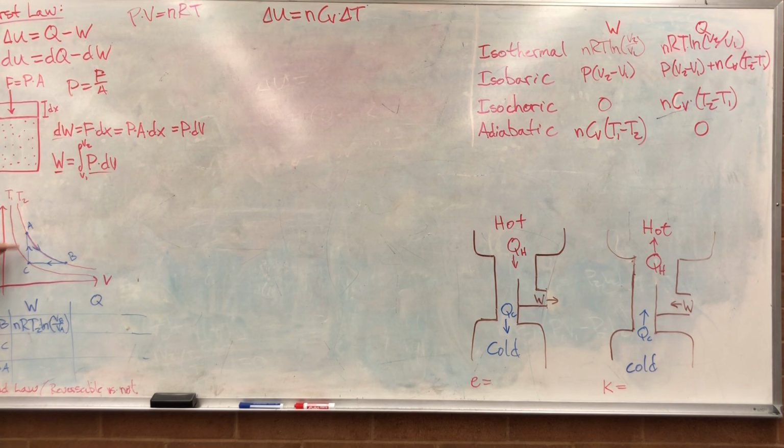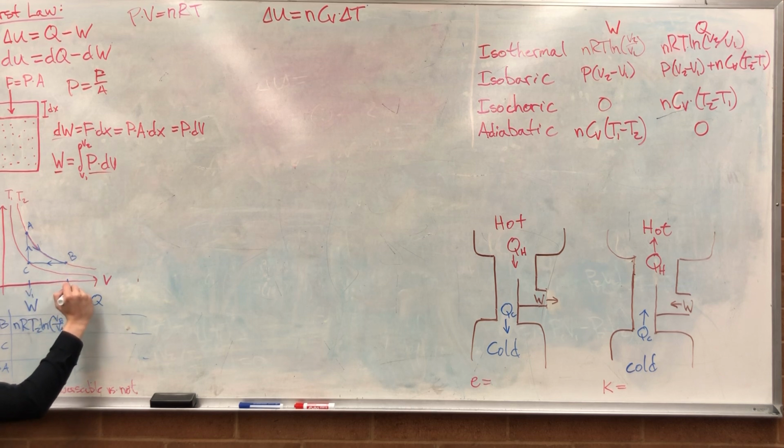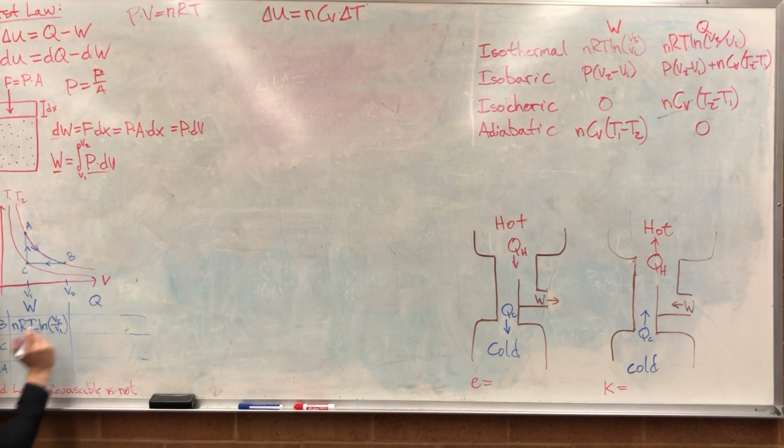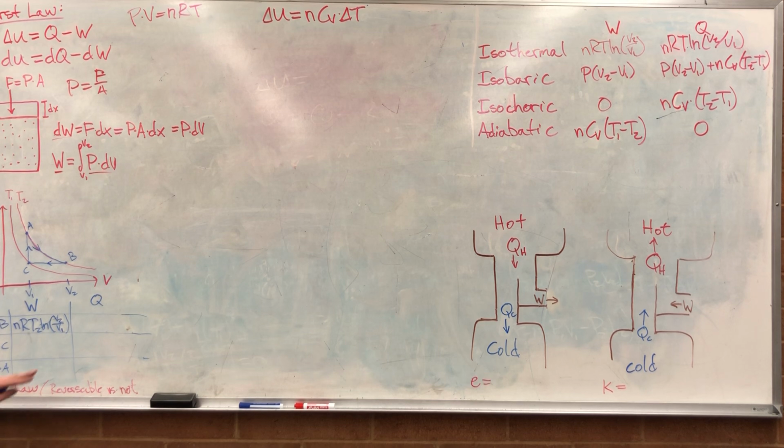Now, since A and C have the same volume, I'm instead just going to call this volume right here always V1, and this volume right here always V2. So it's still V2 over V1. In this special case, it happens to be V2 over V1, but I just don't want you to be too in love with that idea. Okay, so there's the work done going from here to here.